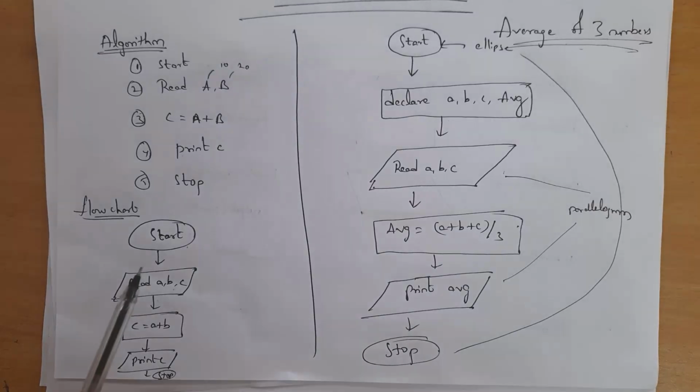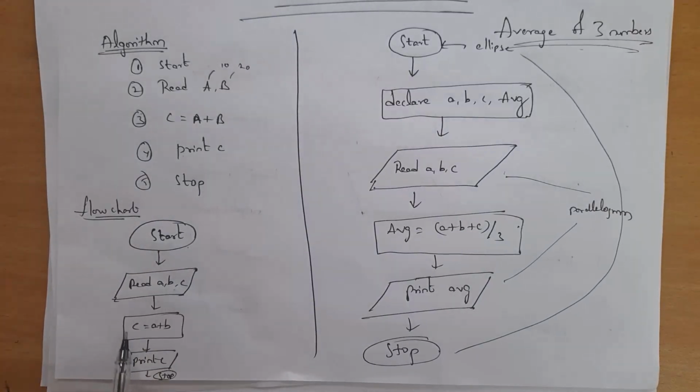Next, flowchart. Step 1 is start. After that, read A, B and write C is equal to A plus B. And at last print C because C contains result.